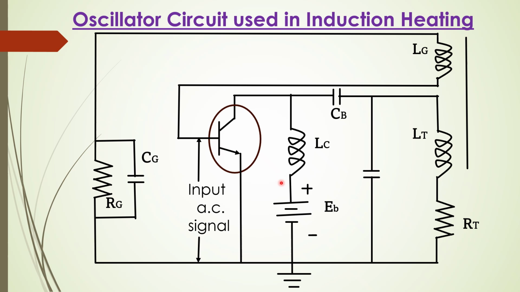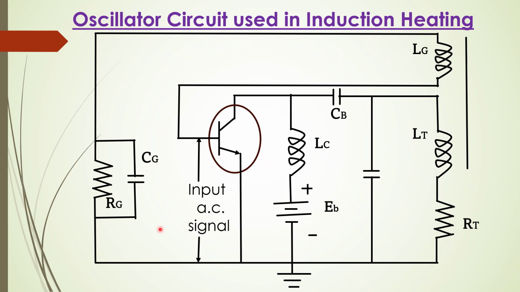If we want to increase or decrease the amplitude of the oscillation, accordingly we have to select the components as well as the bias voltage. And the transistor and the circuit, all connected, is basically a tuned oscillator circuit. Generally we go for the tuned oscillator circuit for induction heating, and this is how it is achieved.